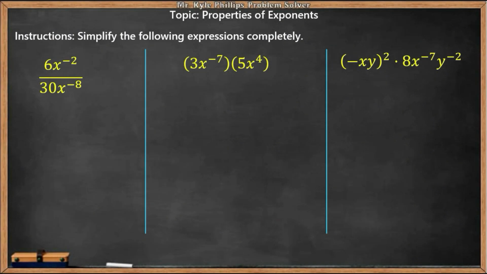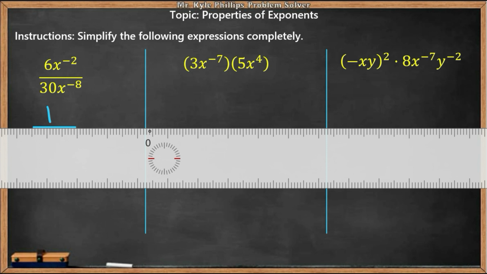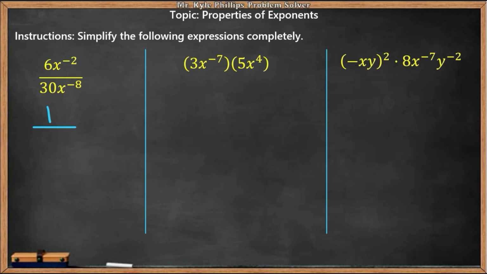Everybody. So in this video, we're still working on properties of exponents. So in our first example, remember that anytime you're working with a fraction, we are going to divide our numbers and we are going to subtract our exponents. Now, with this particular example, let's go ahead and simplify the numbers first. And then I'm going to show you something you can do when you're working with your negative exponents. So we know 6 over 30 is going to be 1 over 5.